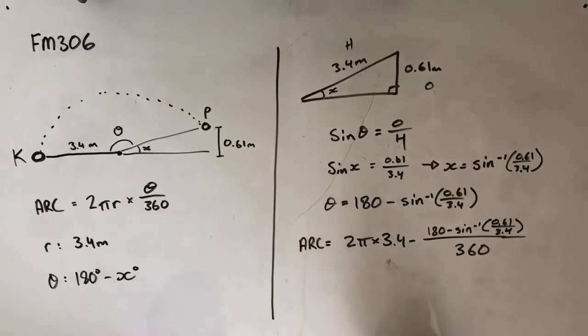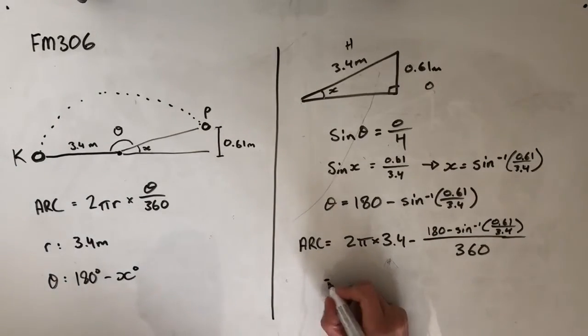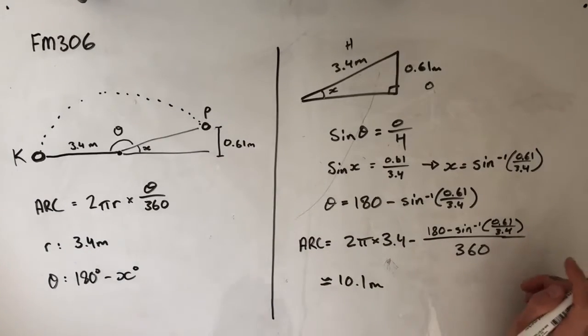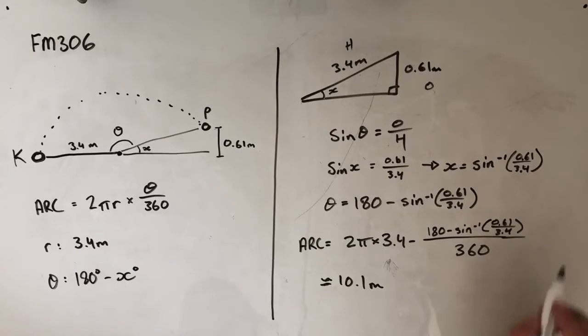Putting this expression into a calculator should drop out a value that is 10.1 meters when rounded to the first decimal place, which is looking a lot like option A.